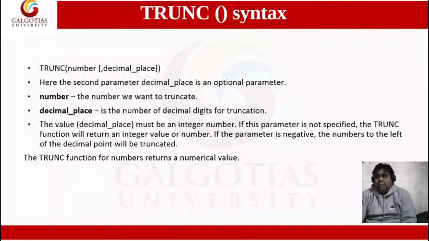If the parameter is negative, the number to the left of the decimal point will be truncated. The truncate function for numbers always returns a numerical value. So this is the syntax. Now let's move to the practical implementation.